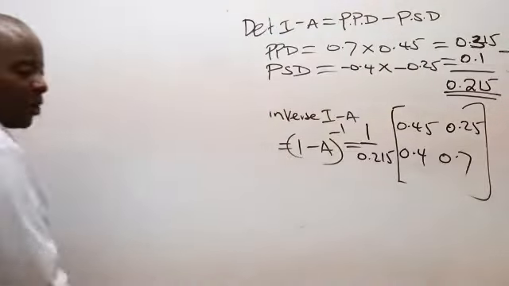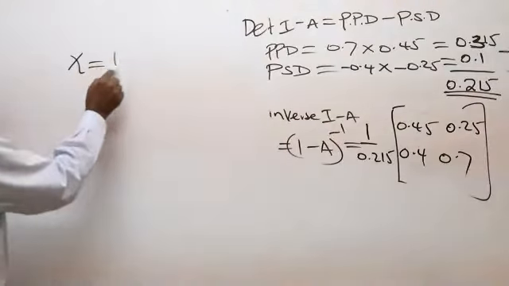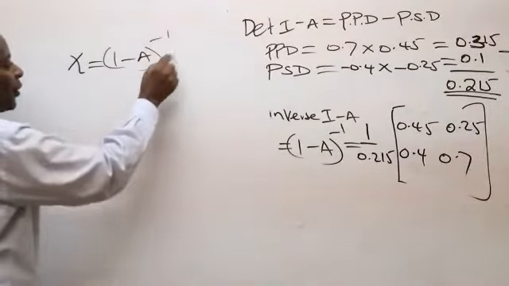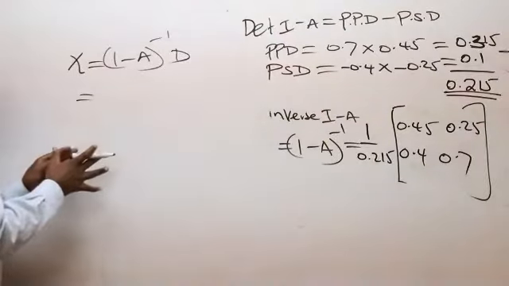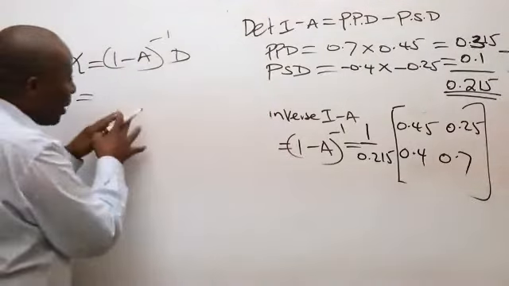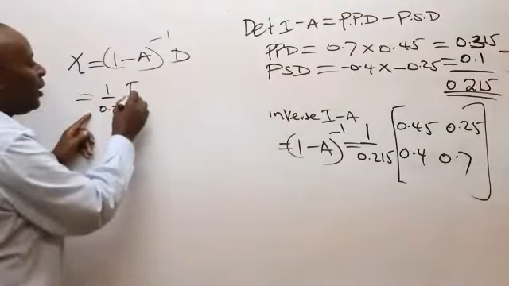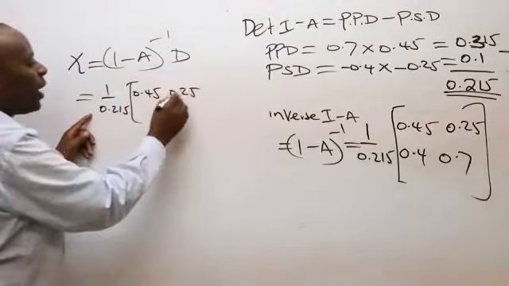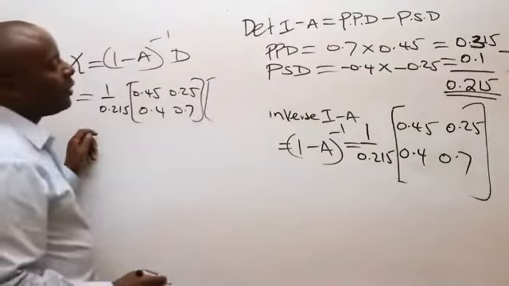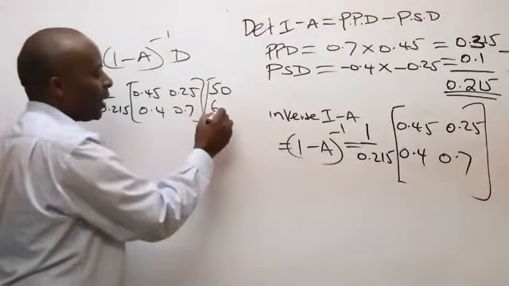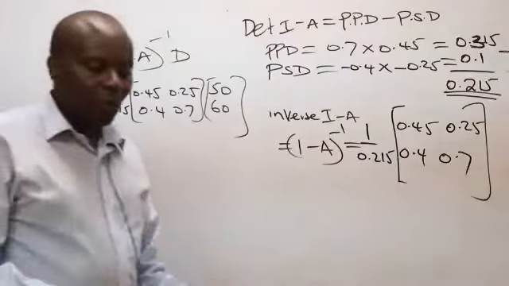What you're supposed to do here is remind them of the model. Our model is x equals I minus A inverse multiplied by D. If I feed my parameters into my model, I minus A inverse is 1 over 0.215 into 0.45, 0.25, 0.4, 0.7, multiplied by D. Our D, the final demand, was 50, 60.